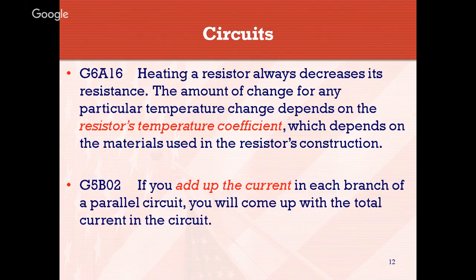If you add up the current in each branch of a parallel circuit, you will come up with the total current in a circuit. You've got to think about this a little bit. Current does divide, and if you have a certain amount of current going into several branches of the circuitry, the current that goes in has to equal the current on the output. So that's one thing to keep in mind.